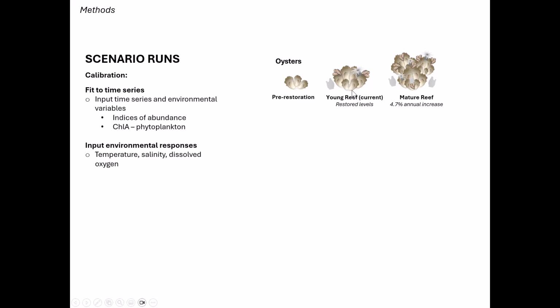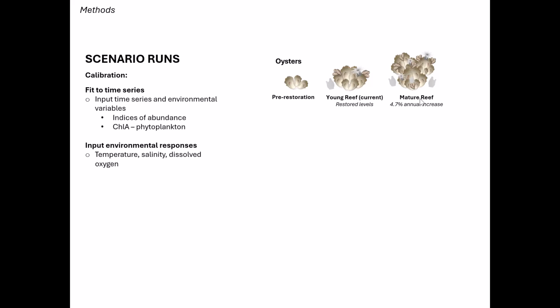And along with that, we thought it was important to understand, well, what was the system like before that restoration took place? So that's another scenario. And then also, what is the system going to be like if we allow that restoration to mature? And the assumption here is that we would see a 4.7% increase annually. And that's based on observations from another restoration that took place in Maryland.